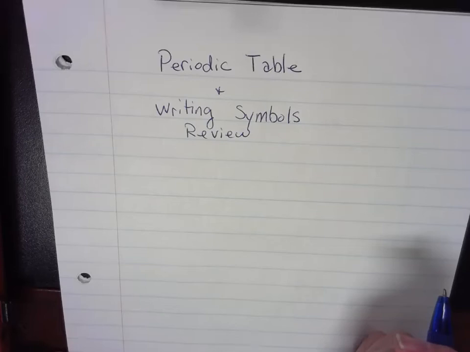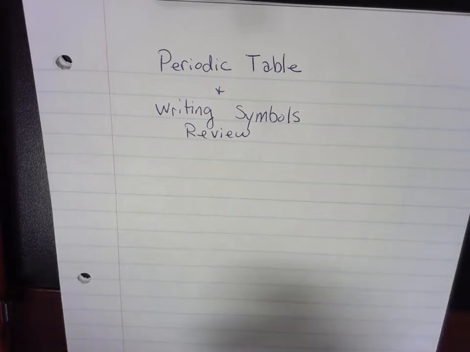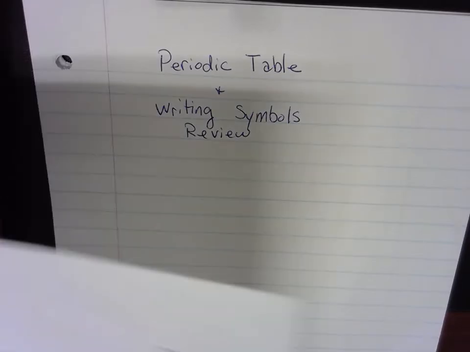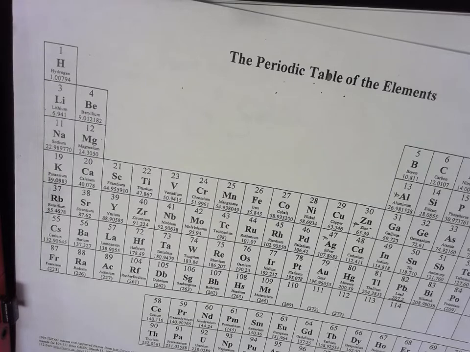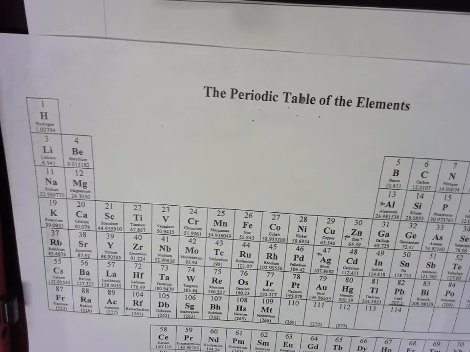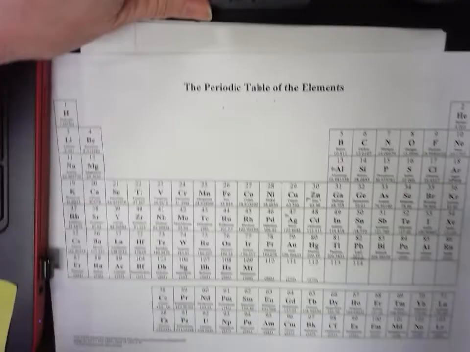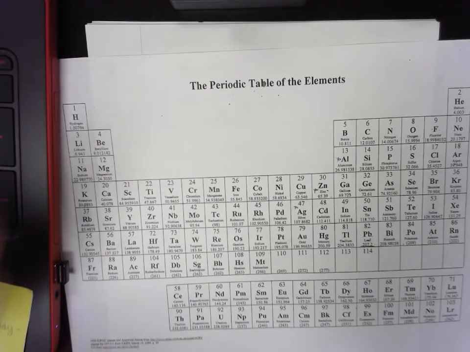On the periodic table, some things that are very important are writing symbols and understanding your protons, neutrons, electrons, stuff like that. Now remember, your periodic table is a super cheat sheet. It tells you so many things.